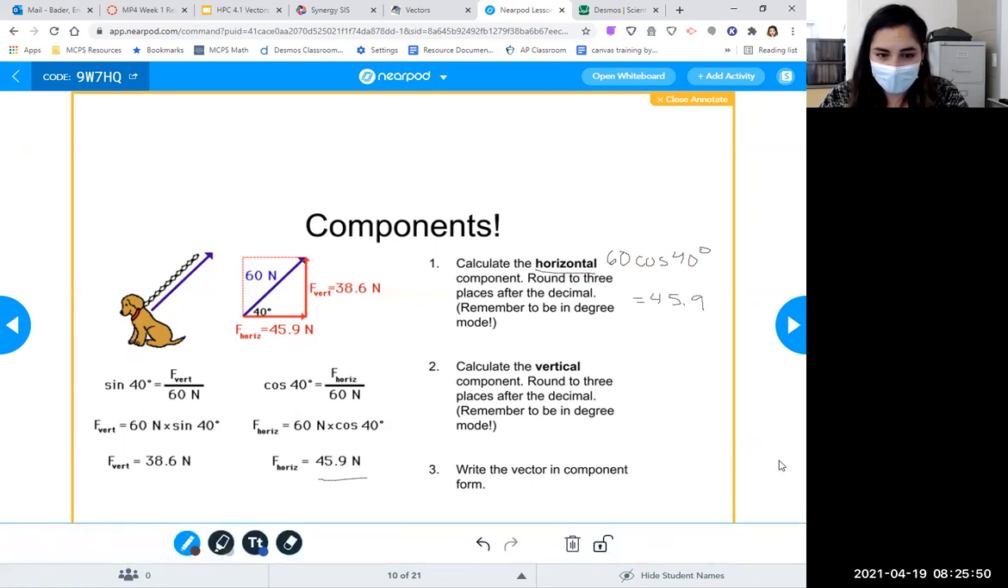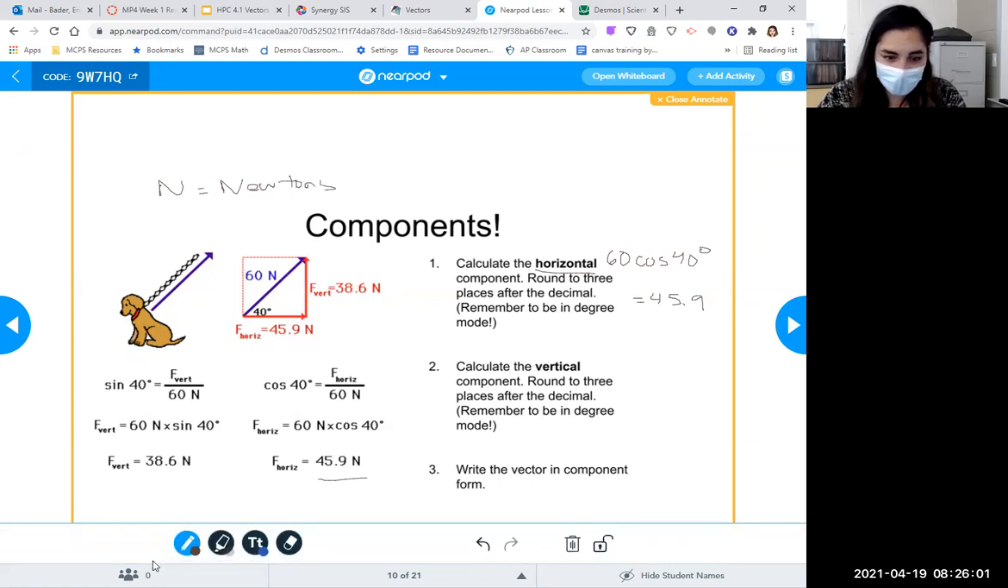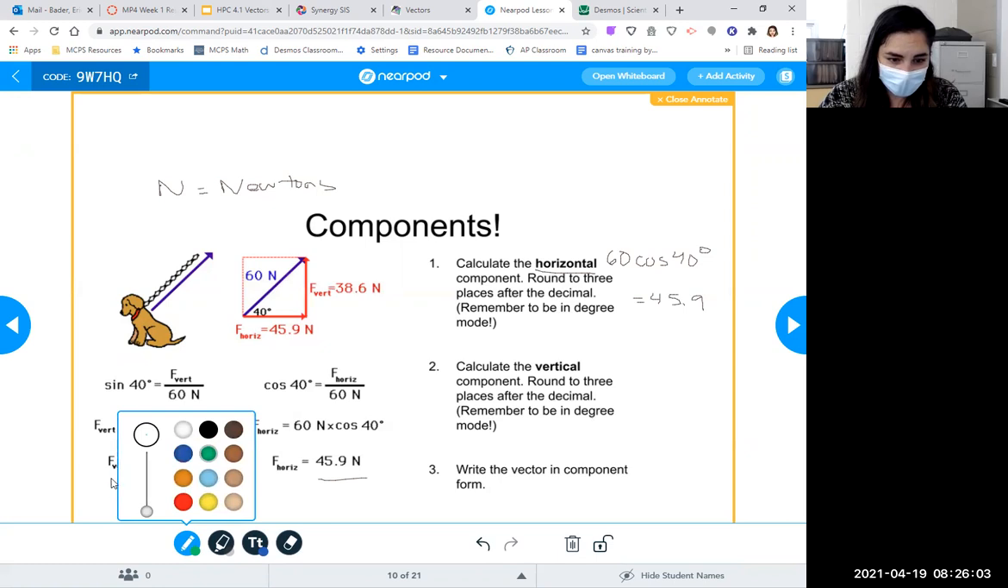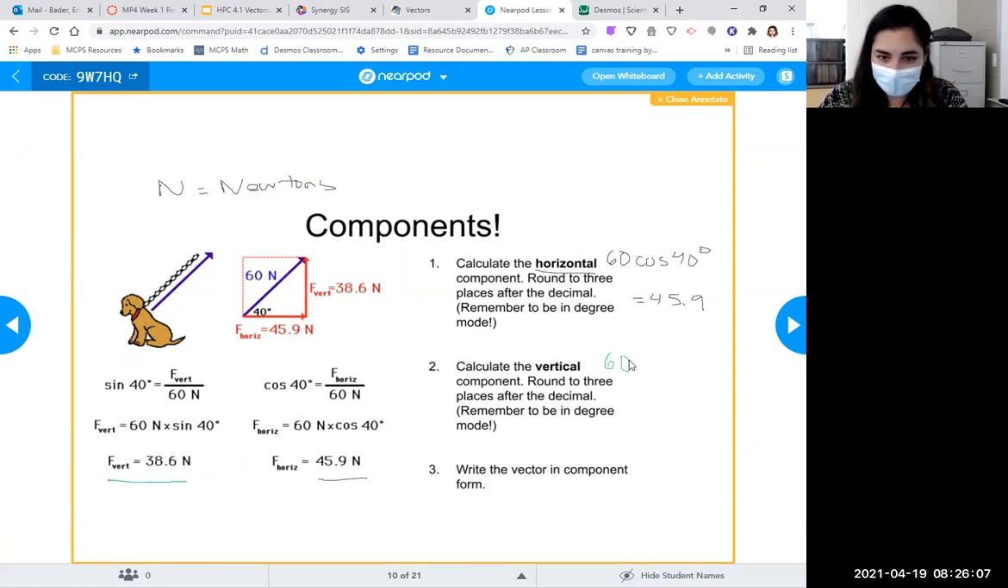Okay. And N stands for newtons, by the way. N represents newtons, which is a unit of force. Okay, and then the vertical component, you can see it's written over here. The vertical component would be 60 sine of 40, which ends up being 38.6.